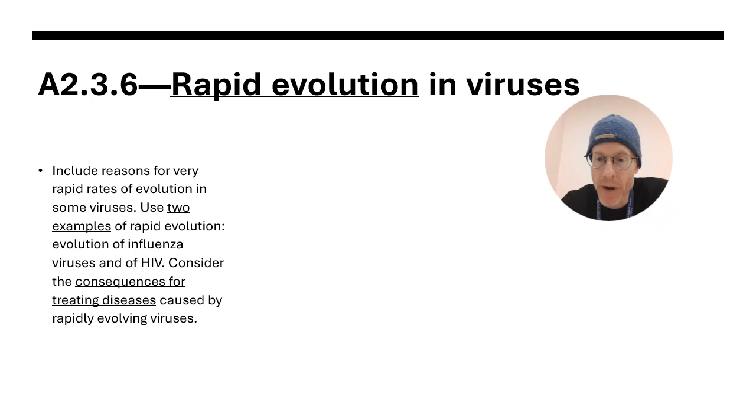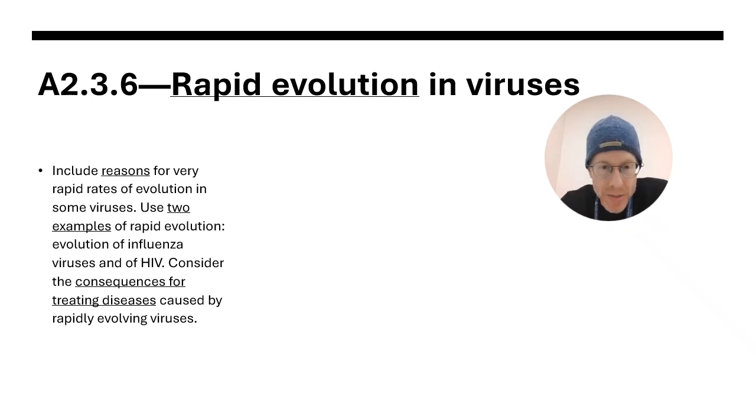Viruses evolve very rapidly. That makes it very hard to protect ourselves from them. We're always sort of in an arms race. There's always an arms race between our immune systems and viruses, and today between vaccine makers and viruses. So why can they evolve so rapidly?